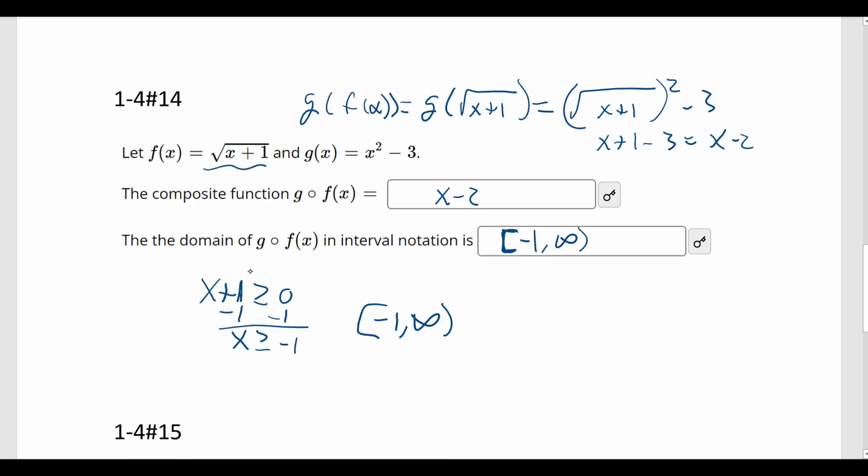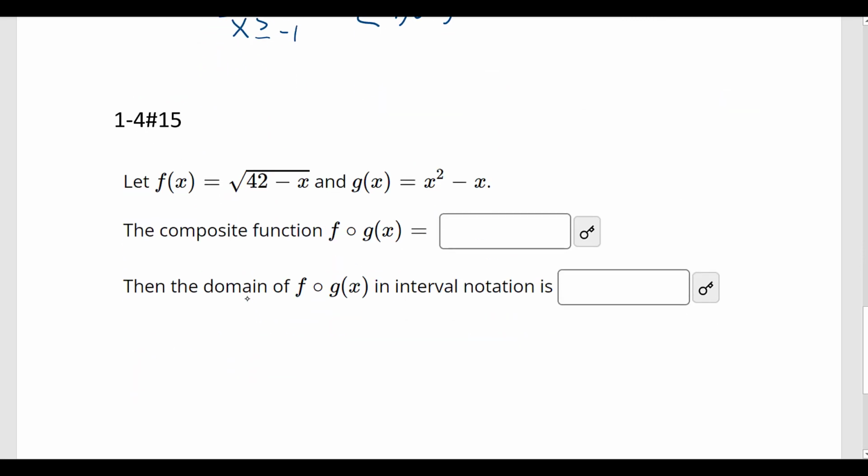Okay, the last problem from this set is number 15, and here we're finding f of g of x. Our g of x is x squared minus x, and we have this radical. So we're looking at f of x squared minus x. That replaces this x here. That's going to be the square root of 42 minus the quantity x squared minus x.